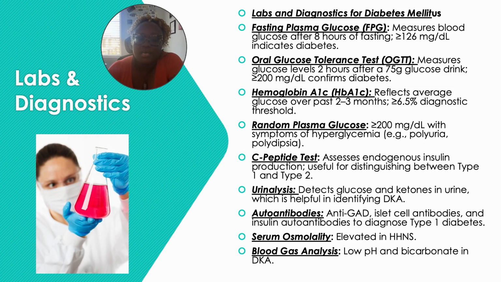Urinalysis, this detects glucose and ketones in the urine, which is helpful in identifying DKA. Autoantibodies, anti-GAD, islet cell antibodies, and insulin autoantibodies to distinguish or to diagnose type 1 diabetes. And then your serum osmolality is elevated in HHNS. Then you have your ABGs or your blood gas. Low pH and bicarb will be indicative of DKA.